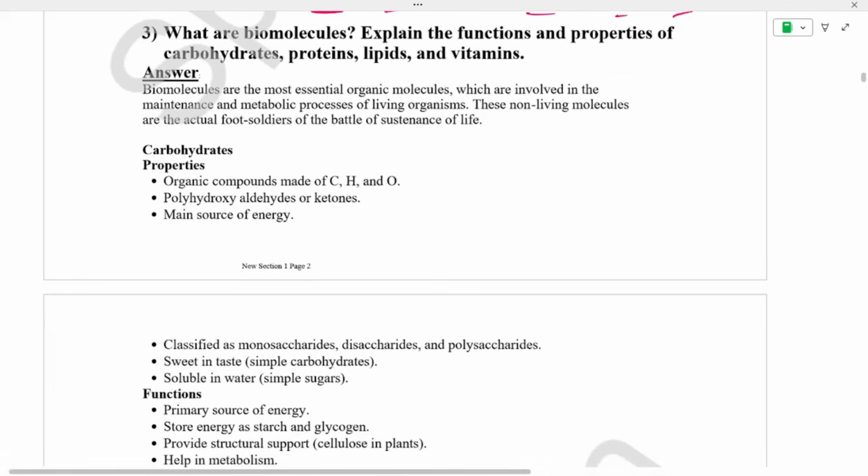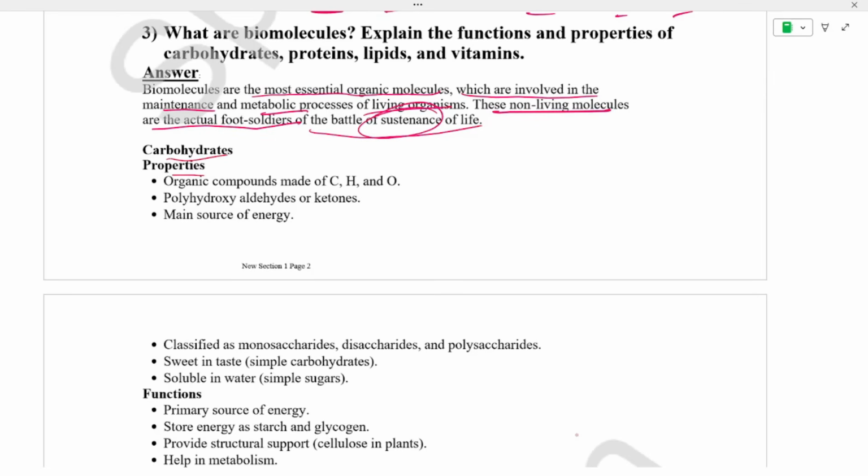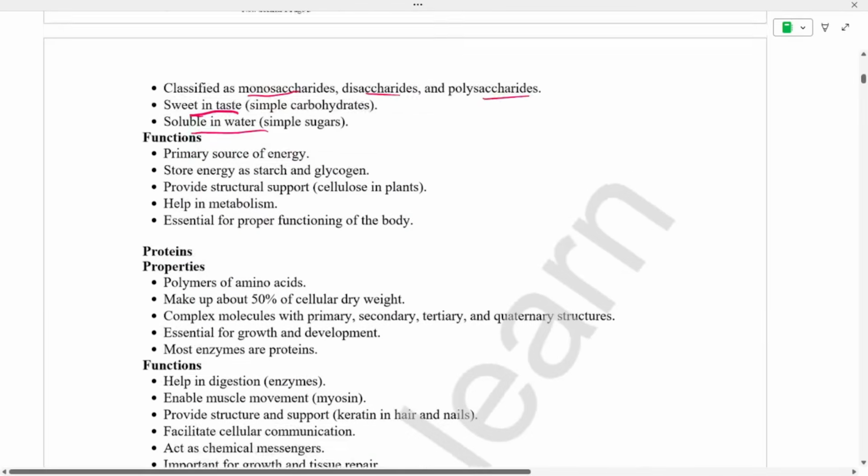Next is about the biomolecules. Biomolecules are the most essential organic molecules which are involved in the maintenance and metabolic processes of living organisms. They are the actual foot soldiers of the battle, sustaining life. Carbohydrates, properties: organic compounds made of CHO, that is carbon, hydrogen, and oxygen. They are polyhydroxyaldehydes or ketones. It is a main source of energy. It is classified as monosaccharides, disaccharides, and polysaccharides. It is sweet in taste but soluble in water. And you can see the functions also.